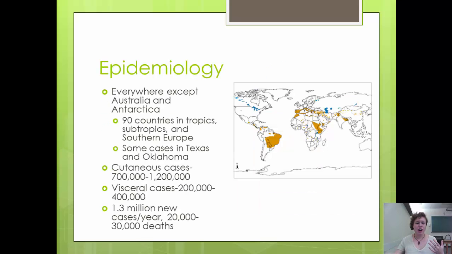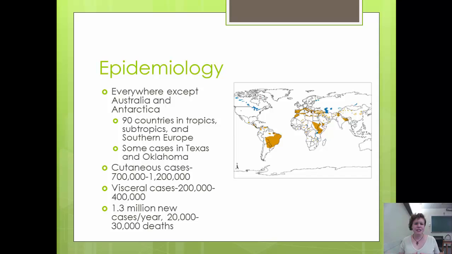So now I'm going to talk about epidemiology. So the protist actually exists everywhere in the world except for Australia and Antarctica. So you can find it basically everywhere, but risks of getting it in developed countries are lower. The disease is found in 90 countries, which are mostly in the tropics, subtropics, and parts of southern Europe. There have been some cases in the past in Texas and Oklahoma, and those were the cutaneous form, so the lesser form that doesn't need as much medical attention.